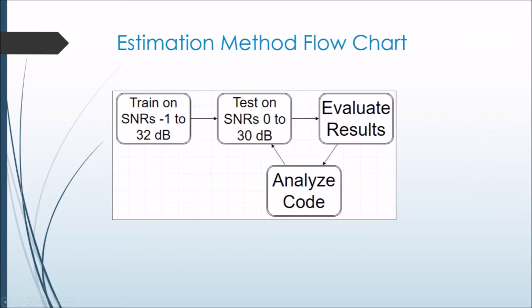This flowchart shows the overall process for the clinic. We trained the models on speech files with white noise added to make SNRs from -1 to 32 decibels. We tested the models on speech files with white noise added to make SNRs from 0 to 30 decibels. We then evaluated the results with the hard or soft decision making, and then if the results weren't that good, we analyzed the code and looked for possible errors in the math we used.